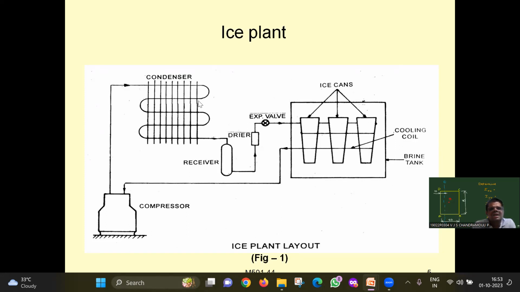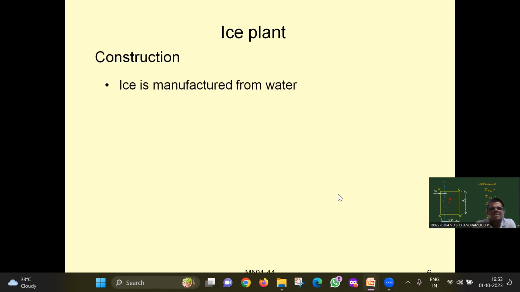We know all the functions of these parts like compressor, condenser, and again the receiver, which is a temporary storage device, a dryer, and the expansion valve. In the expansion valve, the pressure of the refrigerant is greatly reduced and the temperature is also reduced, and this low pressure, low temperature refrigerant is sent into the ice chamber. Let us see. This is used to manufacture ice from the water.